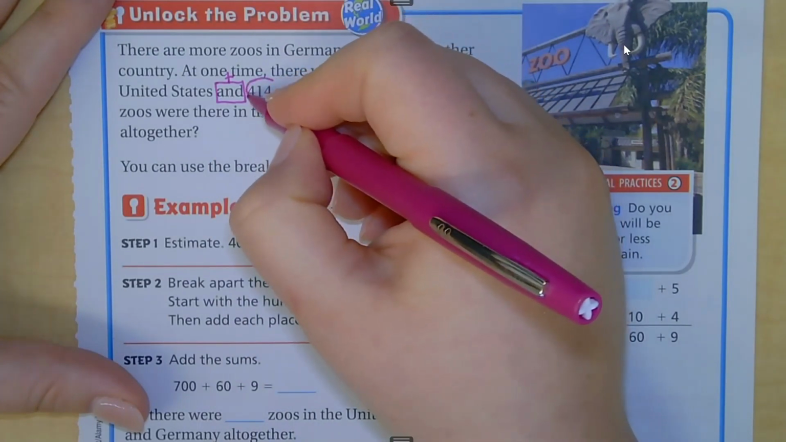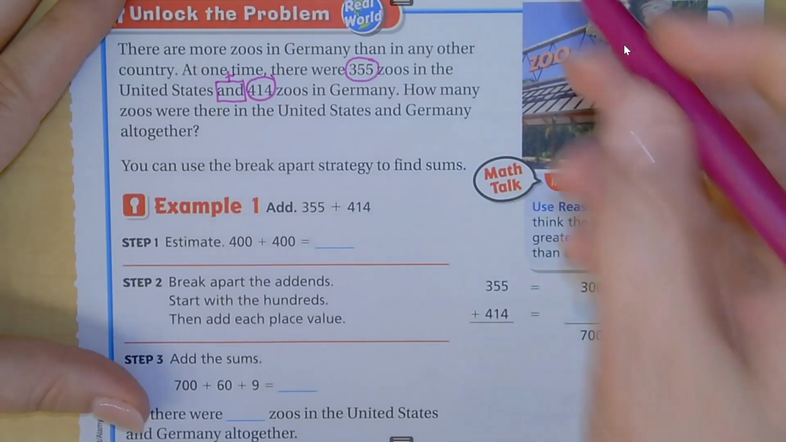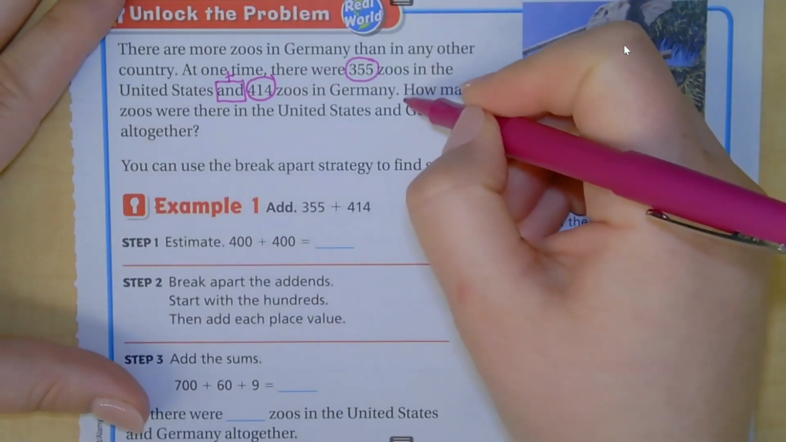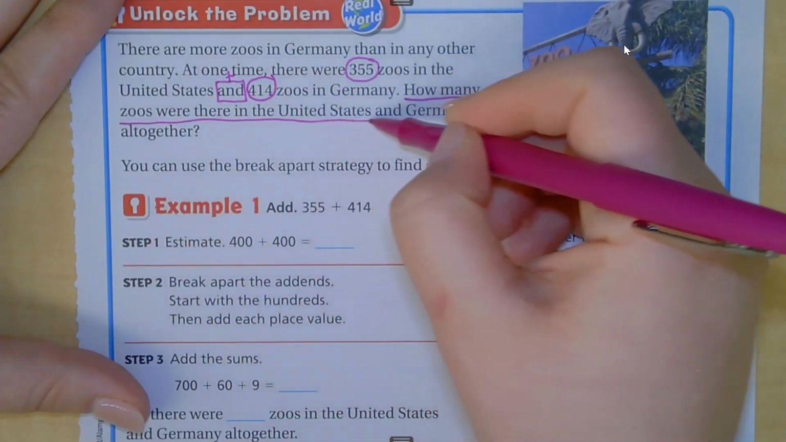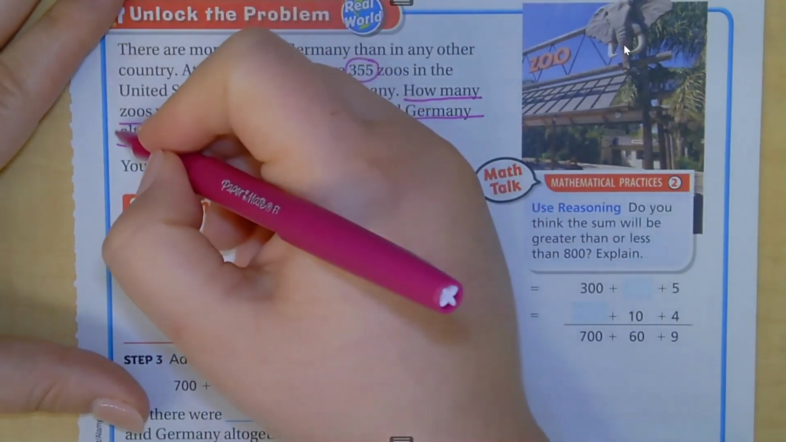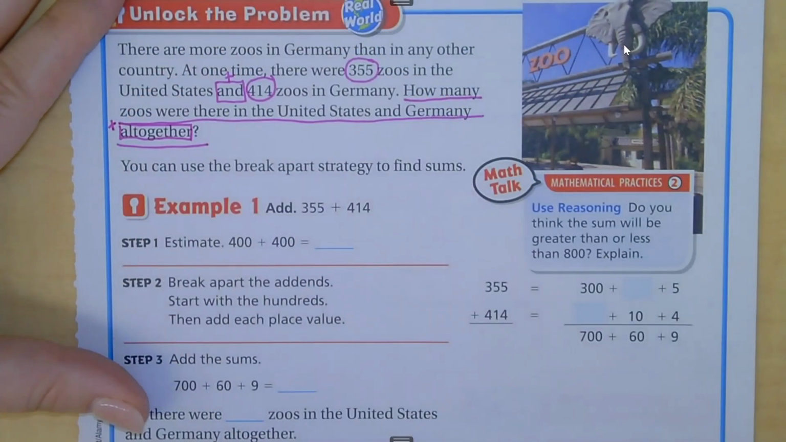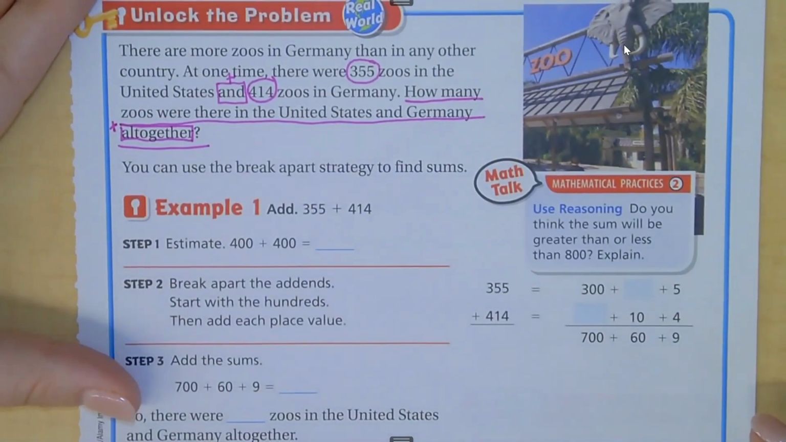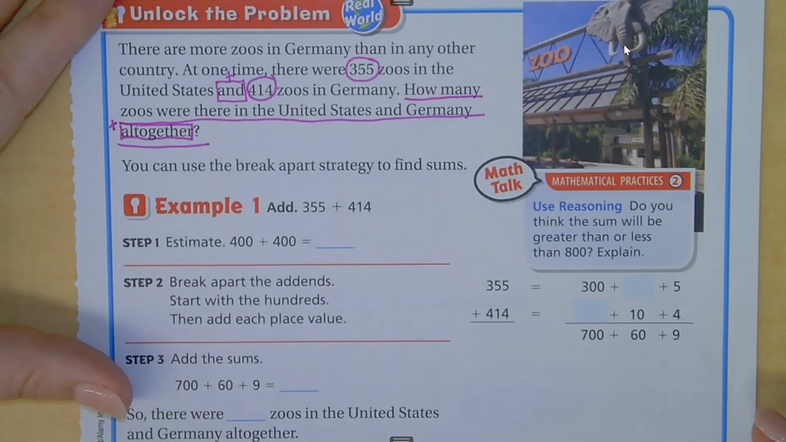414 zoos in Germany. I hope you're making the same marks on your paper that I am. I'm going to underline my question. How many zoos were there in the United States and Germany all together? I'm also going to put a box around "all together" because that's a clue word reminding me to add, because I'm adding them all together. So it wants to know how many were there all together.